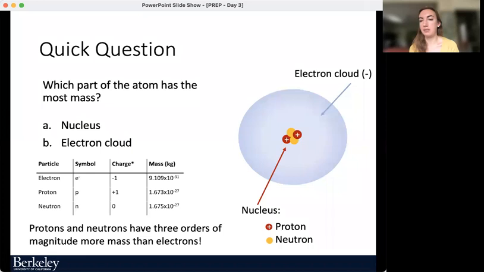This is related to density: the nucleus is small in volume, but very, very dense, so it has most of the mass. And the electron cloud is big, but not very dense, so it has a much smaller amount of mass. I'm going to pause here in case anybody has any questions.